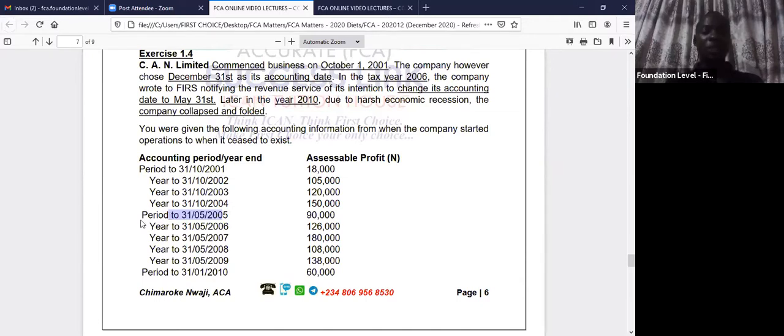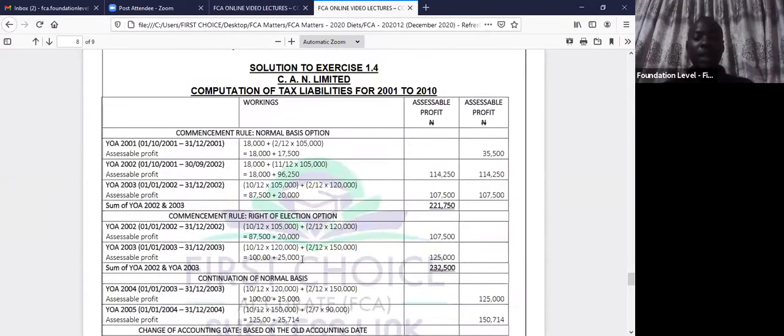How many months is this period? This period must have started from November. So from November to May: November to December is 2 months, January to May is 5 months. So 5 plus 2, 7. So this period is a 7 months period. And we are taking 2 months to complete our figure. So you see it here, 2 over 7, while we've taken 12 months here.